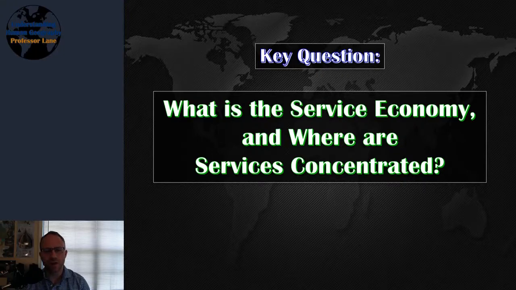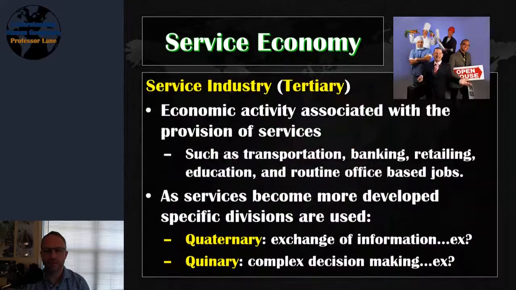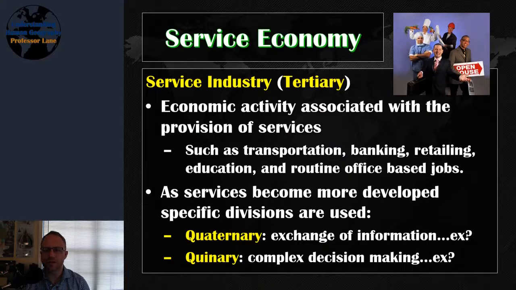So, the first question that we will attempt to answer is, what is the service economy and where are services concentrated? Now, the service industry, also called the tertiary sector, produces intangible goods, more precisely services, instead of goods. And according to the U.S. Census Bureau, it comprises various service industries, including warehousing and transportation services, information services, securities and other investment services, professional services, waste management, healthcare and social assistance, and arts, entertainment, and recreation.